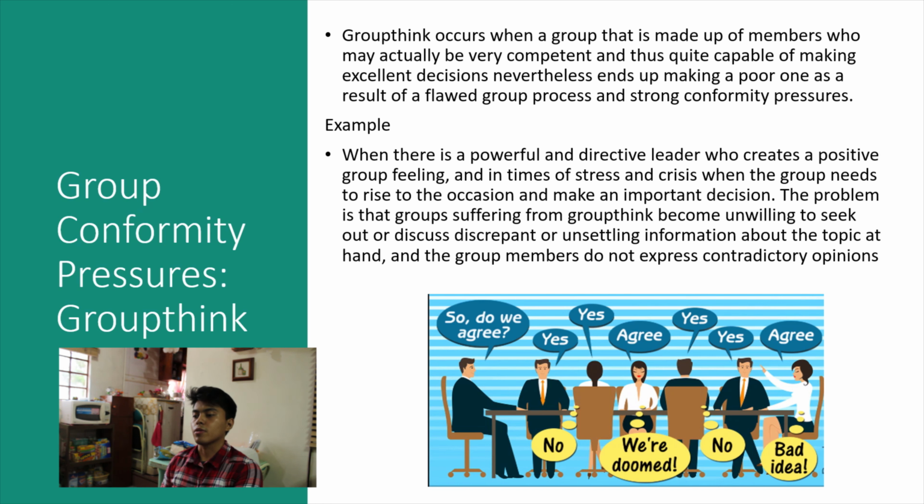So here's an example. We have a powerful and directive leader who creates a positive group feeling, in times of stress and crisis, when the group needs to rise to the occasion and make an important decision. The problem is that when groups are suffering from groupthink, they become unwilling to seek out or discuss discrepant or unsettling information about the topic at hand, and the group members do not express contradictory opinions.